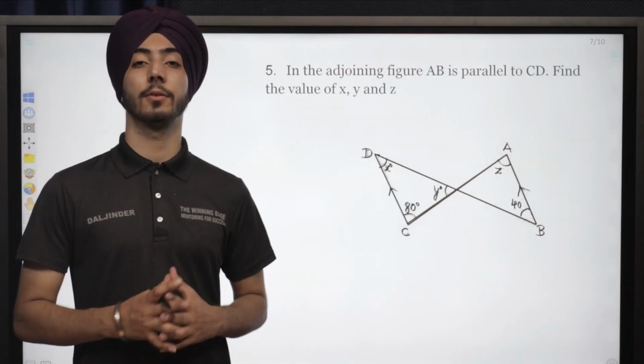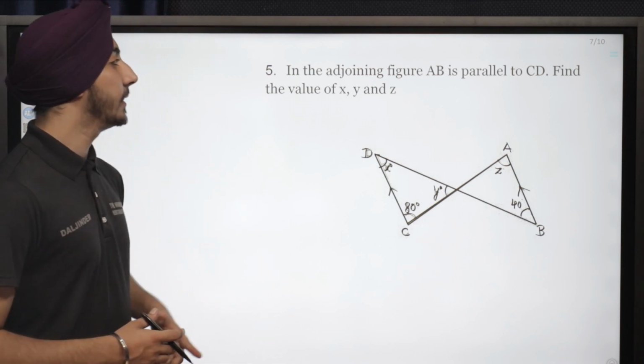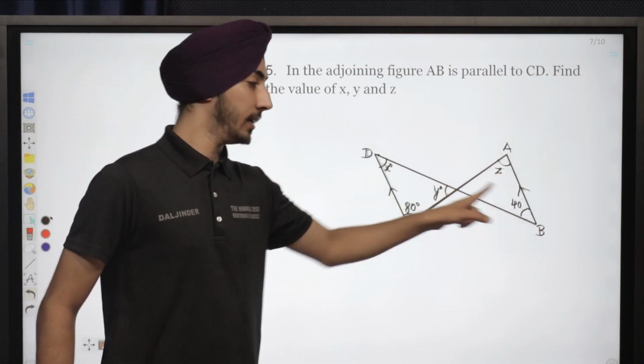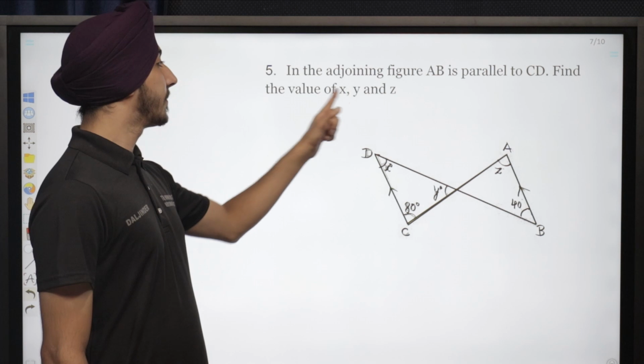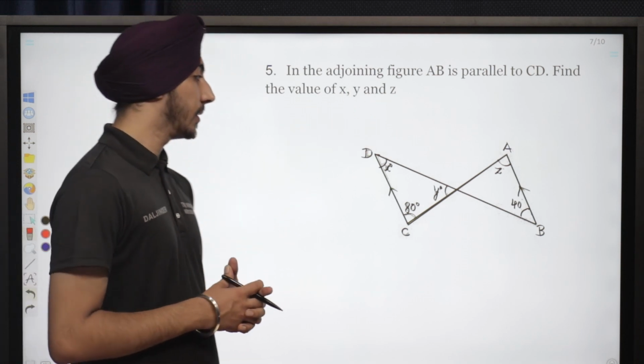Question number 5 is here on your screen. Now let's look at how we do this question. In the adjoining figure, AB is parallel to CD. Again, two lines are given parallel to you, AB and CD. Okay. Find the value of x, y, z. Again, you have to find out the value of three variables here.